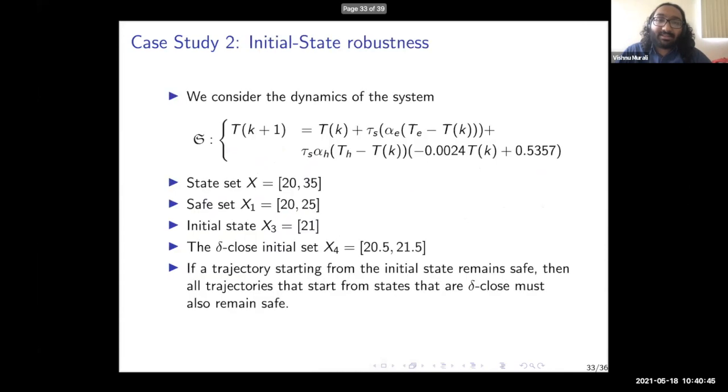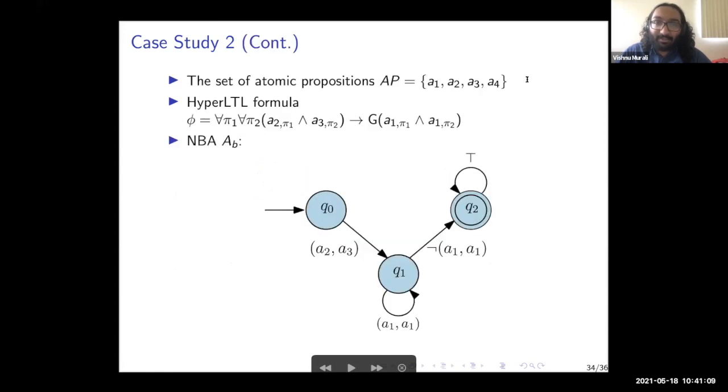We also consider the case study where we verify the initial state robustness of a temperature control system whose dynamics are given as follows. And we want to ensure that if a trajectory starts from the initial state x3 and remains safe, then every trajectory that starts from a delta close set to this, given by x4, also remains safe. We again consider a set of atomic propositions, AP, and the hyper-LTL formula, which reads: for every trace pi1 and for every trace pi2, if it is the case that pi1 starts from the initial set and pi2 starts from a delta close set to this initial set, then both these trajectories are always going to be safe.